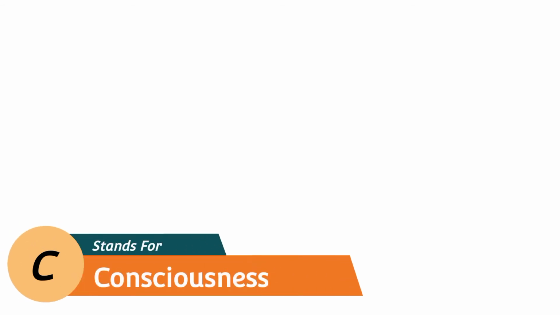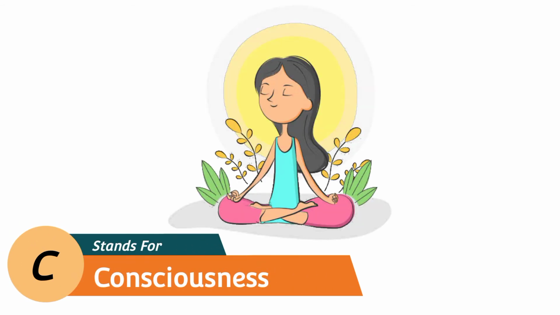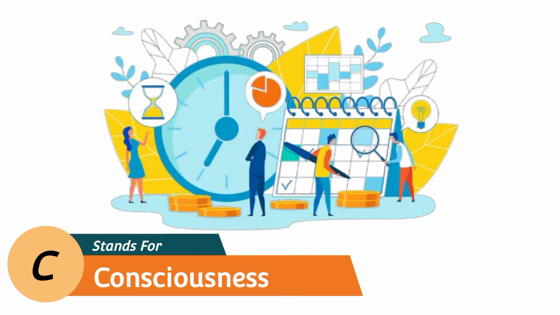C stands for conscientiousness. Standard features of this dimension include high levels of thoughtfulness, good impulse control, and goal-directed behaviors. Highly conscientious people tend to be organized and mindful of details. They plan ahead, think about how their behavior affects others, and are mindful of deadlines.